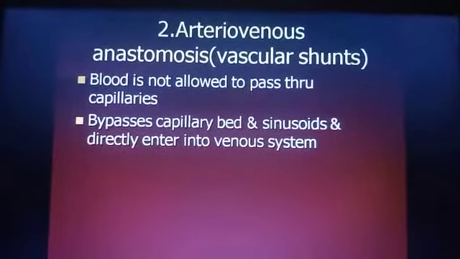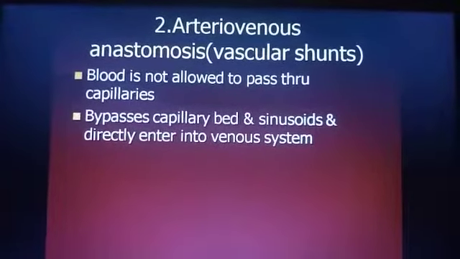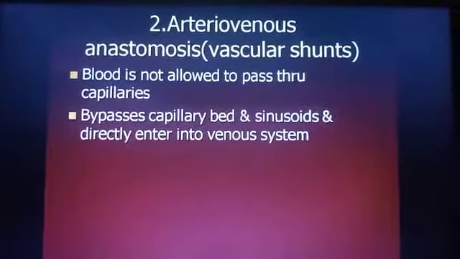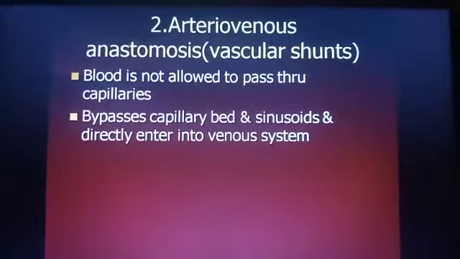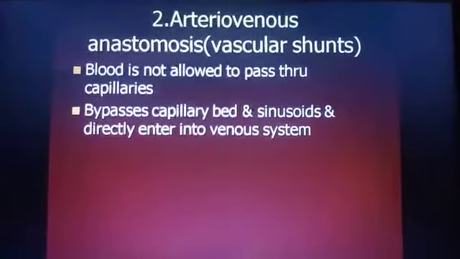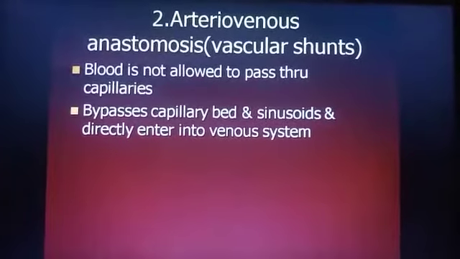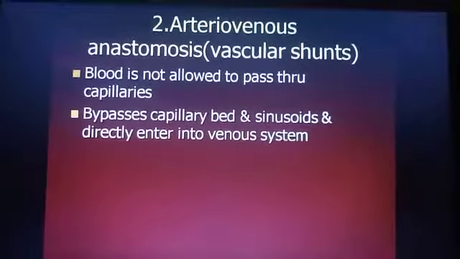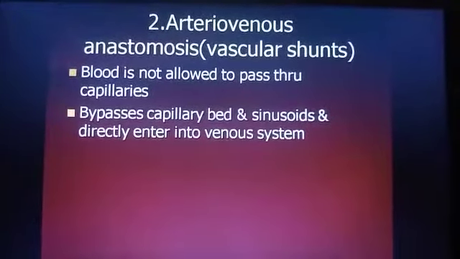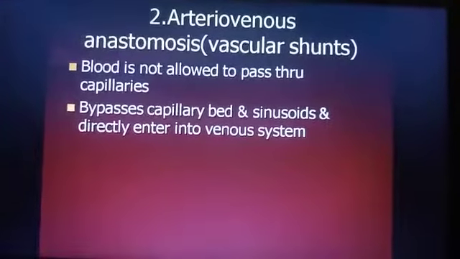Second type is the arteriovenous anastomosis, where blood is not allowed to pass through the capillaries, bypasses the capillary bed and sinusoids, and directly enters into the venous system. So the blood would flow between the arteries and the veins.